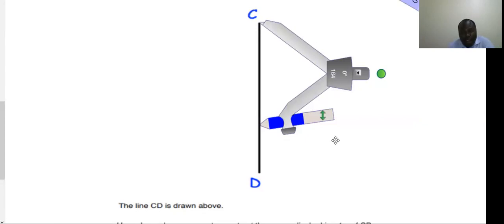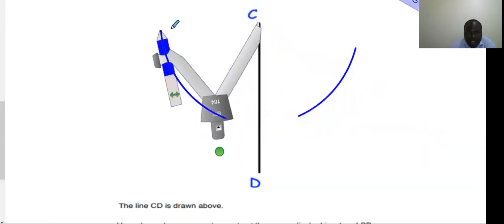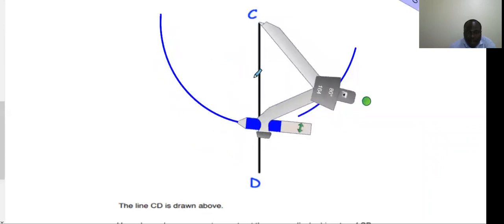Once it is set like this, we are supposed to draw an arc somewhere here. Draw an arc somewhere here, and do the same thing below the line or on the left-hand side of the line. See that? Do it that way.